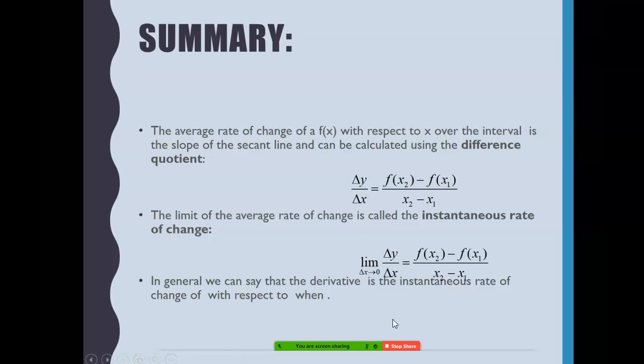So to summarize our points, the average rate of change of f of x with respect to x, does that match your notes or am I missing stuff? No, it's coming. This is just a summary and then we're going to do your example. The average rate of change with respect to x over an interval is the slope of the secant.